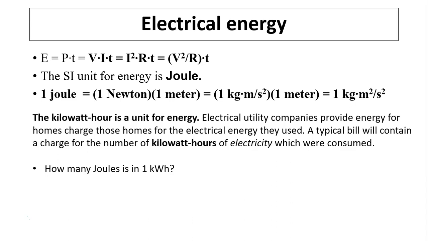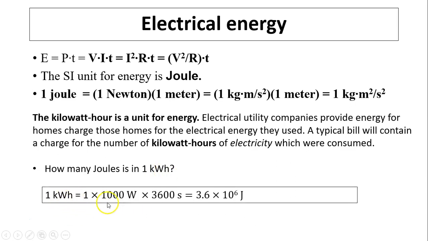We know 1 joule equals 1 watt times 1 second. So we have to see how many watt seconds are in a kilowatt hour. 1 kilowatt hour: a kilowatt is 1,000 watts, and 1 hour is 3,600 seconds. So 1,000 times 3,600 is 3.6 times 10 to the 6 joules. That's 3.6 million joules.